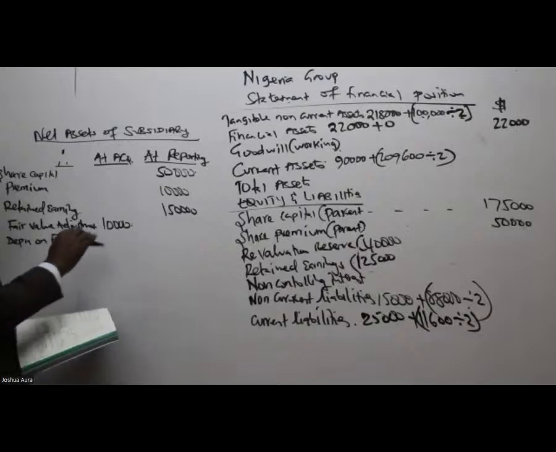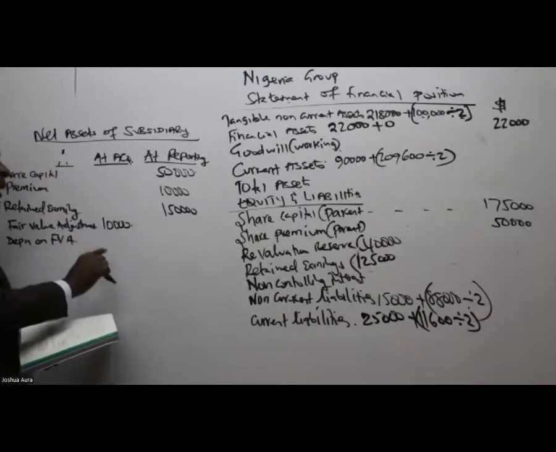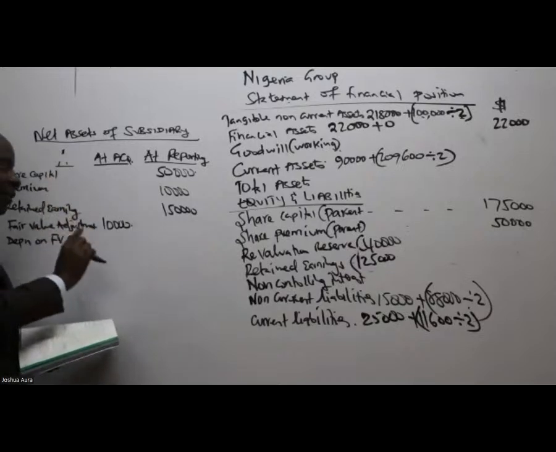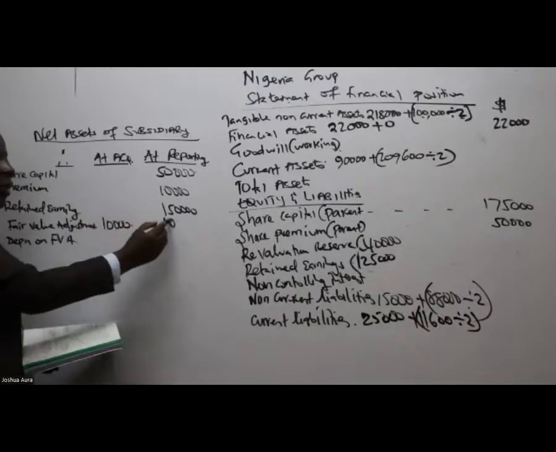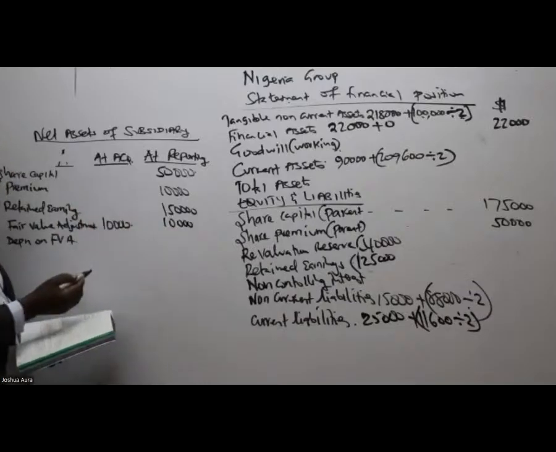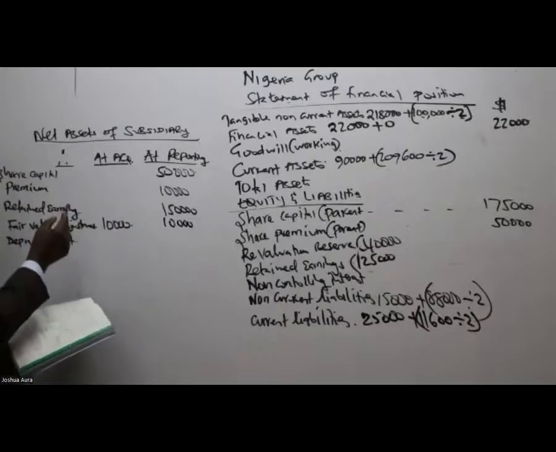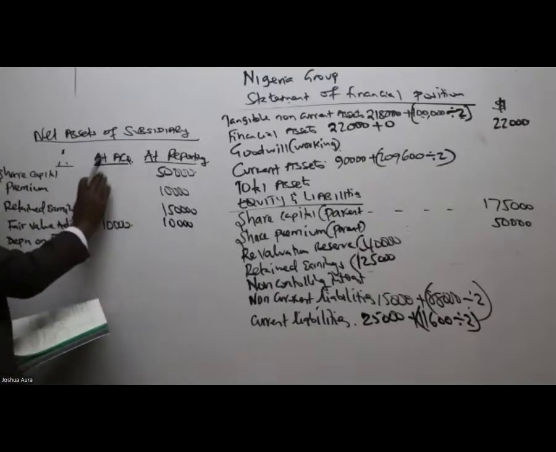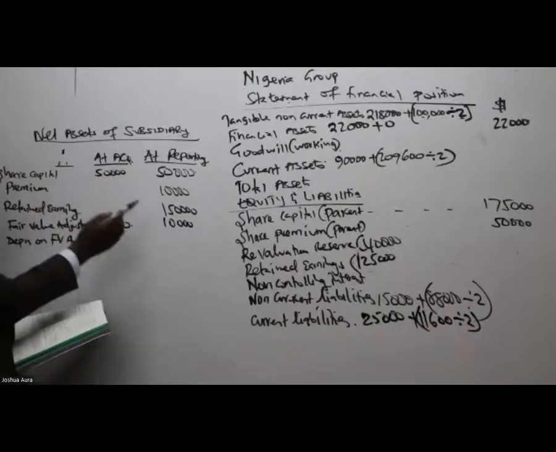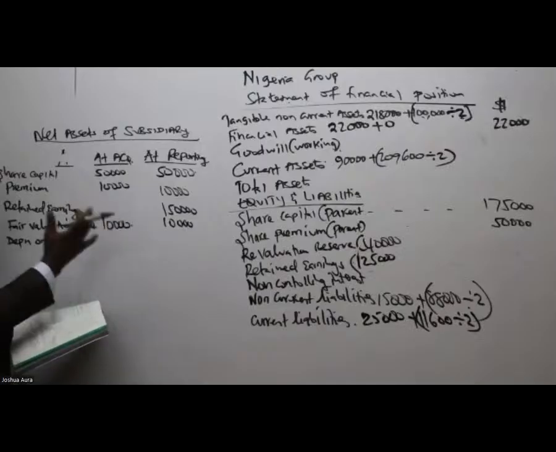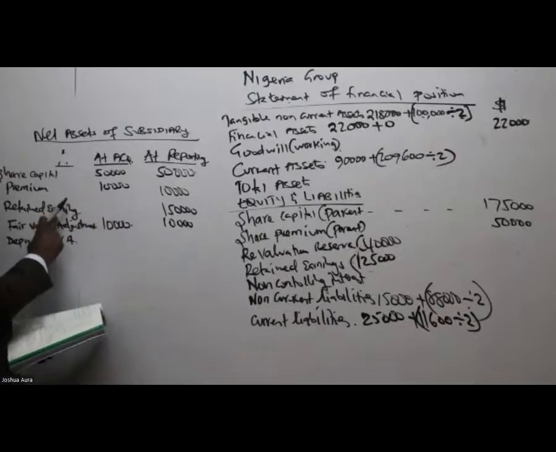And you know that fair value adjustment at acquisition must always be equal to fair value adjustment at reporting. So here, 10,000 again. The same case with share capital. Share capital at reporting and share capital at acquisition must always be the same, 50,000. Same case with premium, this has to be 10,000. What is different always is the retained earnings. Retained earnings is normally different.